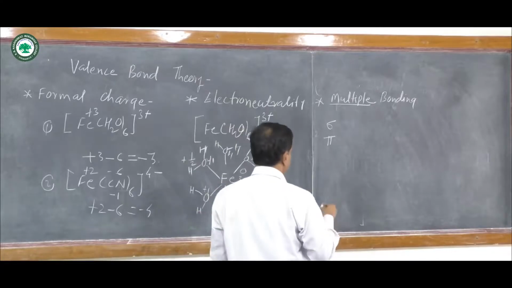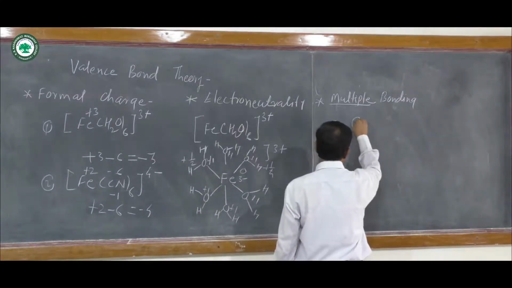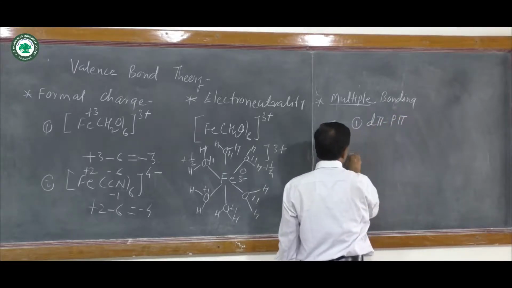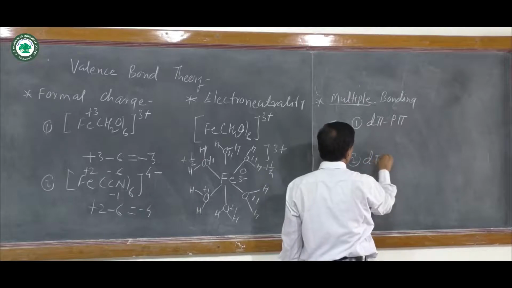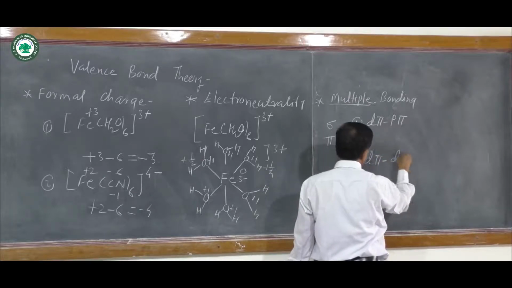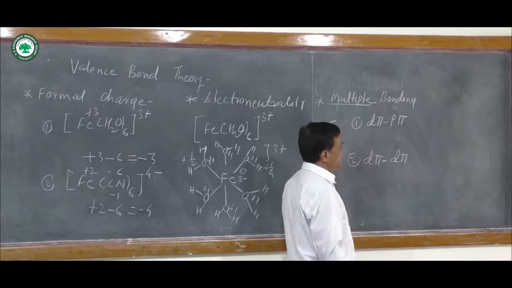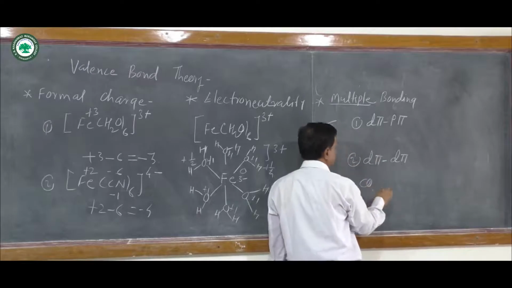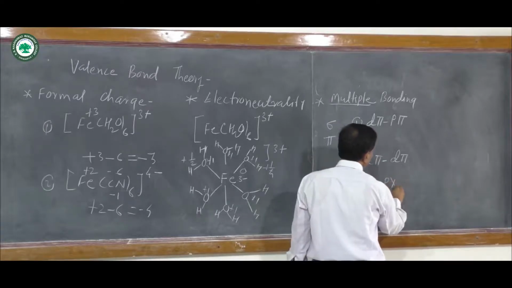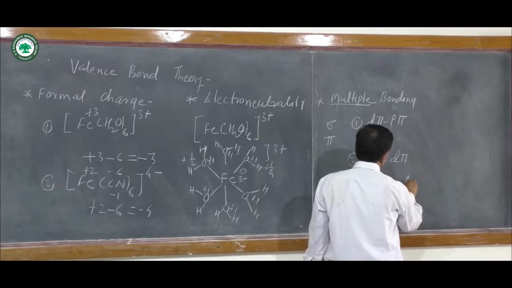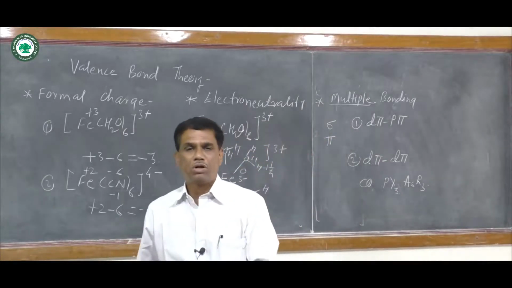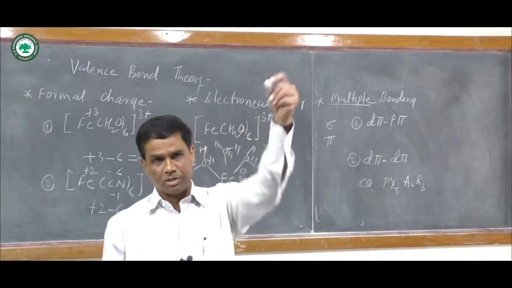Here in coordination compounds, two types of overlaps are there. One is d pi, p pi overlap, and the second type of overlap is d pi, d pi. Examples are ligands like carbonyl, CO, then PX3, halide ligands, then arsenic with R3 types of ligands.